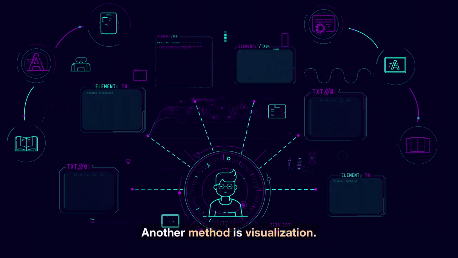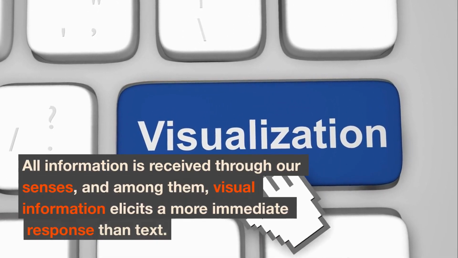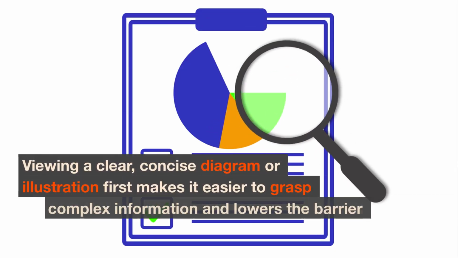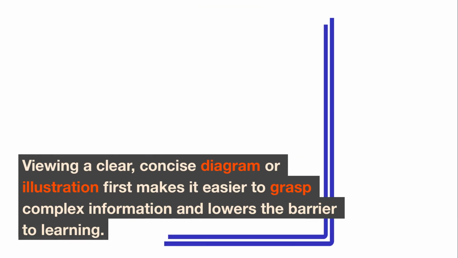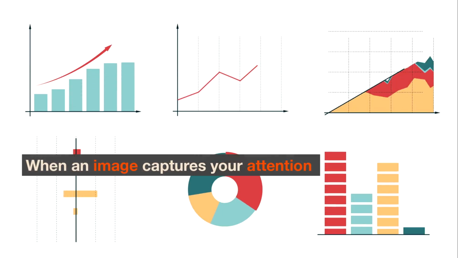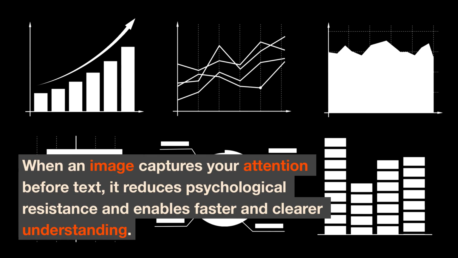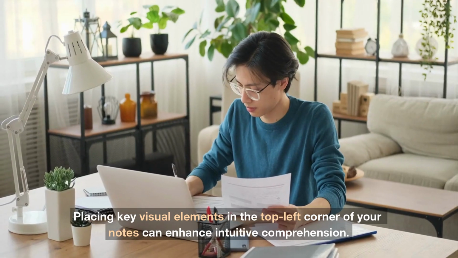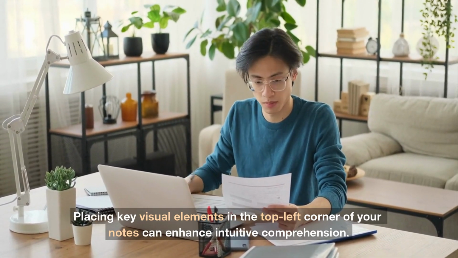Another method is visualization. All information is received through our senses, and among them, visual information elicits a more immediate response than text. Viewing a clear, concise diagram or illustration first makes it easier to grasp complex information and lowers the barrier to learning. When an image captures your attention before text, it reduces psychological resistance and enables faster and clearer understanding. Placing key visual elements in the top left corner of your notes can enhance intuitive comprehension.